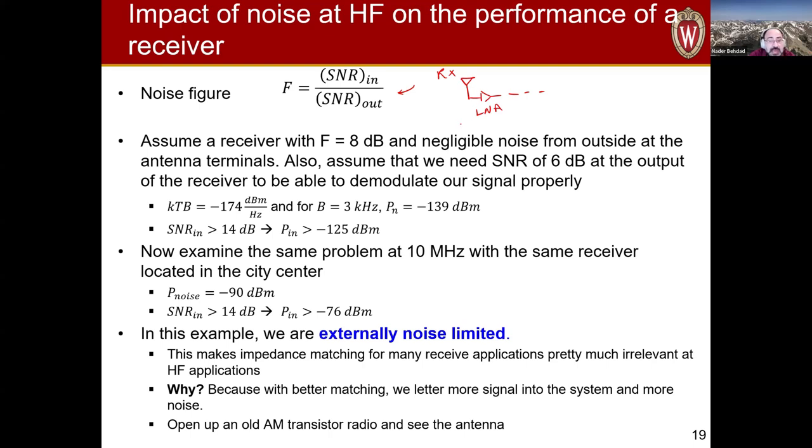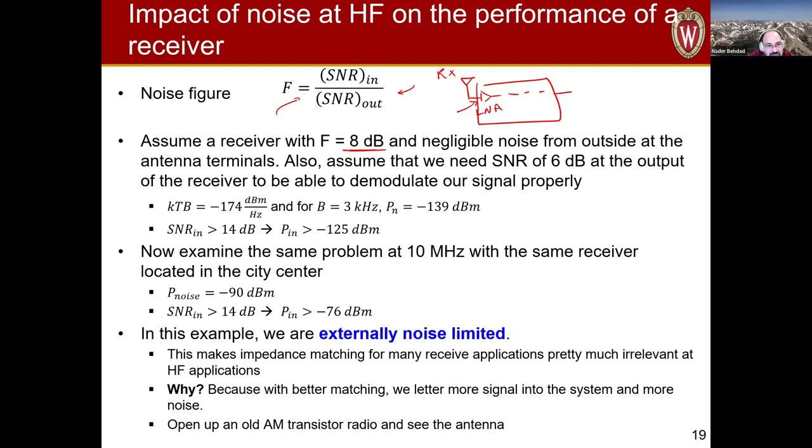We define a noise figure for this entire system as the ratio of the signal to noise ratio at the input of the system, for example, if this is my radio, to the signal to noise ratio at the output here. So let's do some really simple back of the envelope calculation here and see what the consequence of having a very noisy environment at HF is.